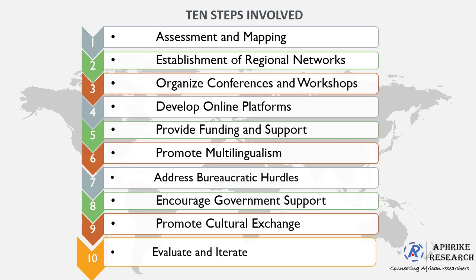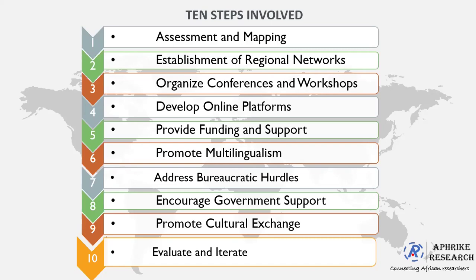And number 7, address bureaucratic hurdles. So we advocate for policies and reforms that facilitate cross-border collaboration and mobility amongst scholars and African research, and streamline administrative procedures for research collaboration, visa applications, which can be dreadful, and funding disbursements to reduce bureaucratic hurdles.